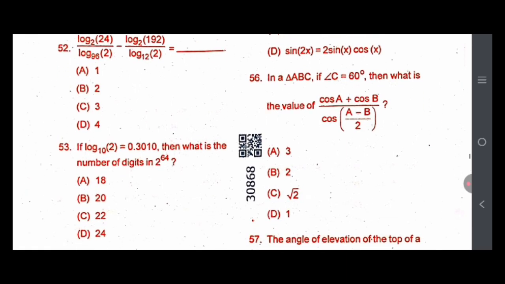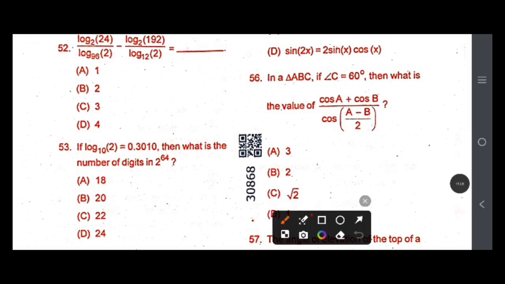56. In a triangle ABC, if angle C is equal to 60 degrees, then what is the value of (cos A plus cos B) divided by cos((A minus B)/2)? The correct answer is option D, 1.